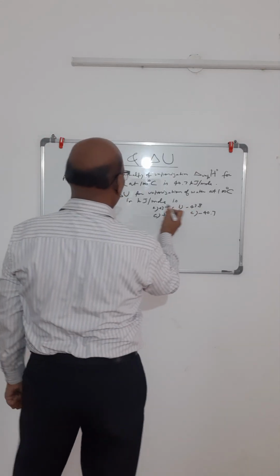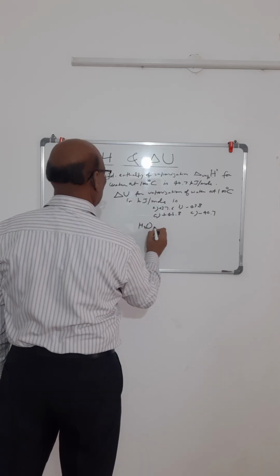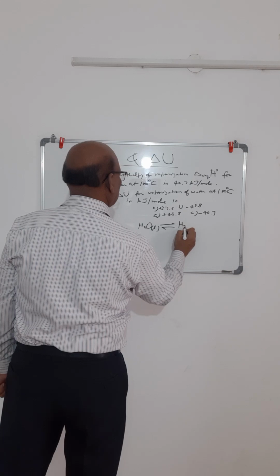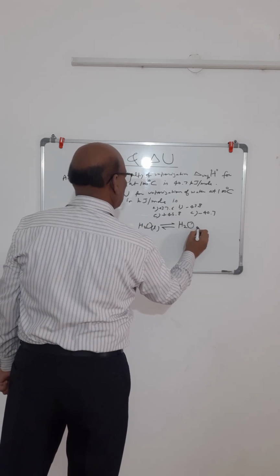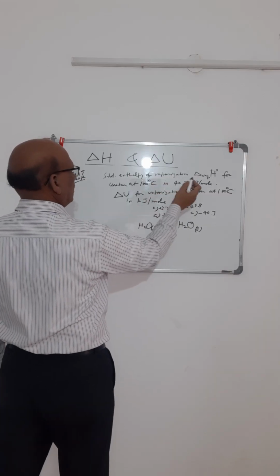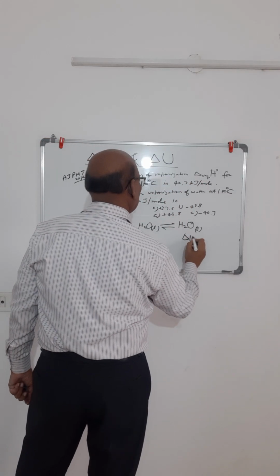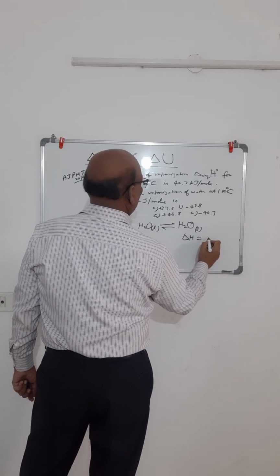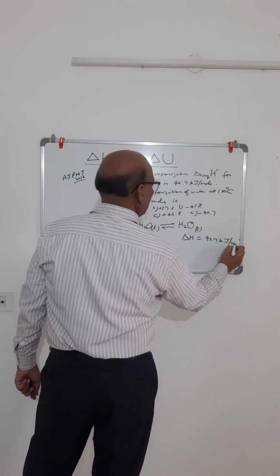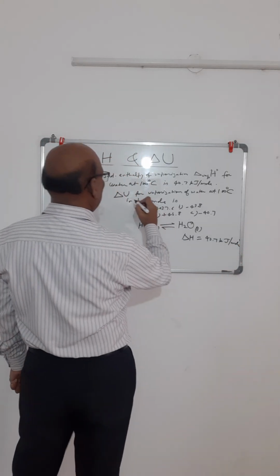So how will we do this? This is the enthalpy of vaporization of water. So we can write H2O liquid is in equilibrium with H2O gas. And we are given the enthalpy of vaporization at 100 degrees Celsius, that is delta H is given to us as 40.7 kilojoule per mole. Now we have to calculate delta U.